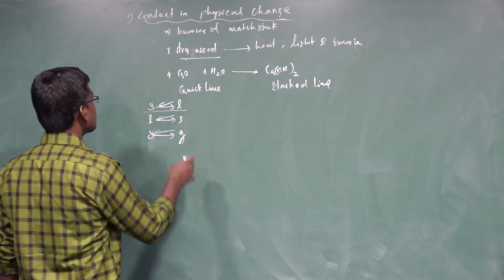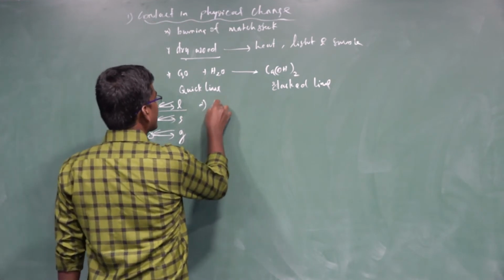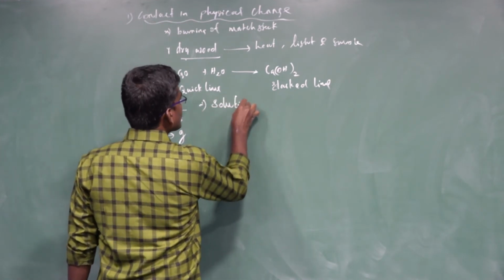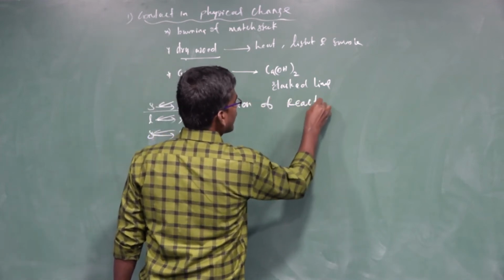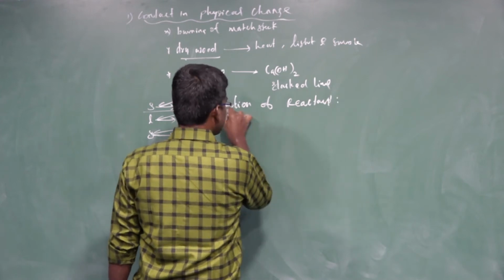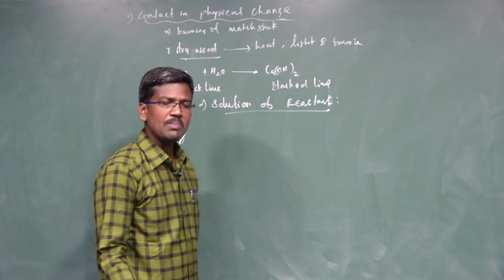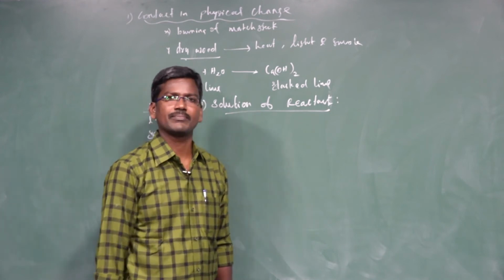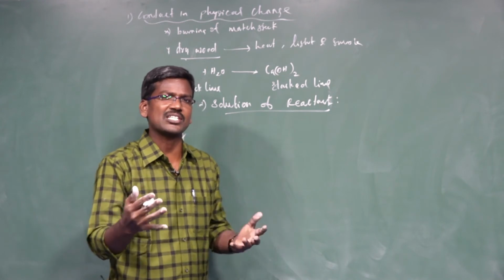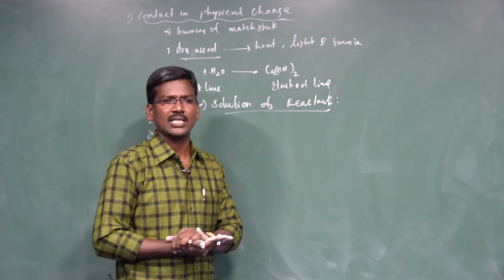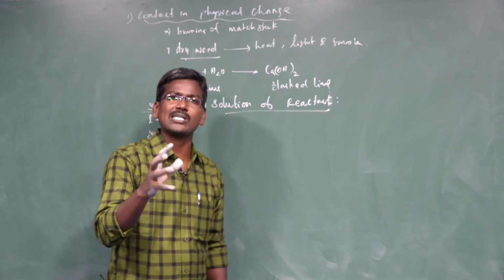Next, the second one, solution of reactants. When milk is mixed with coffee decoction, the color of both the coffee decoction and the milk changes due to chemical reactions. Most chemical reactions take place in the form of a solution.